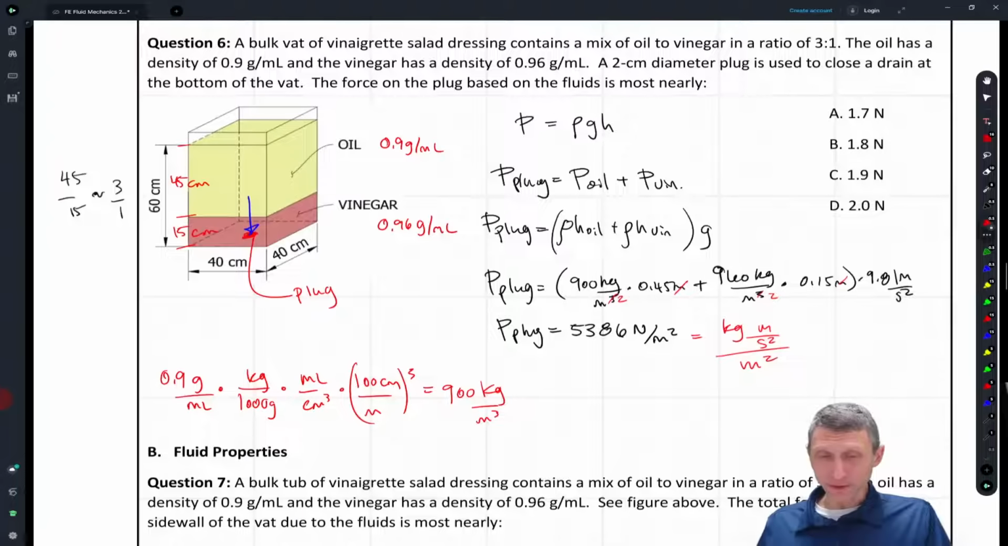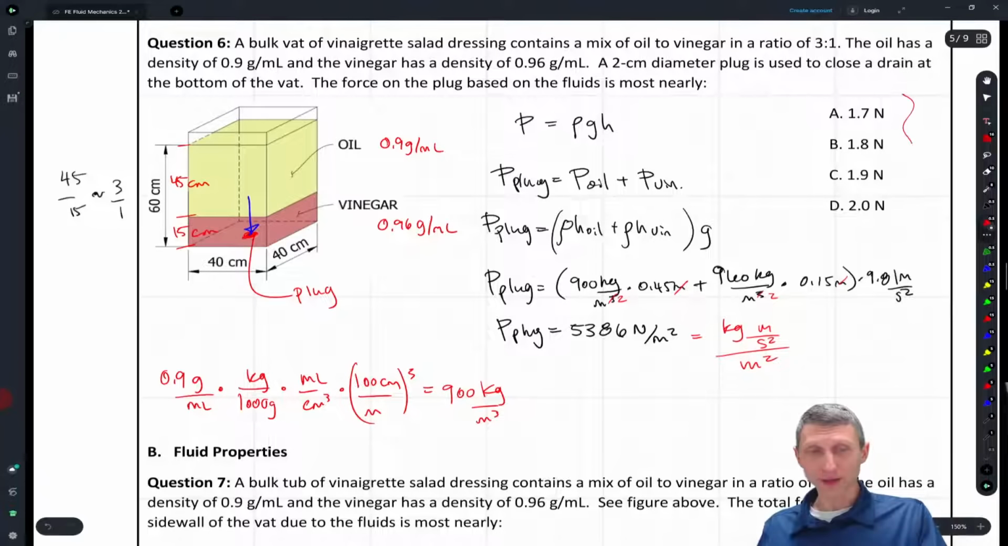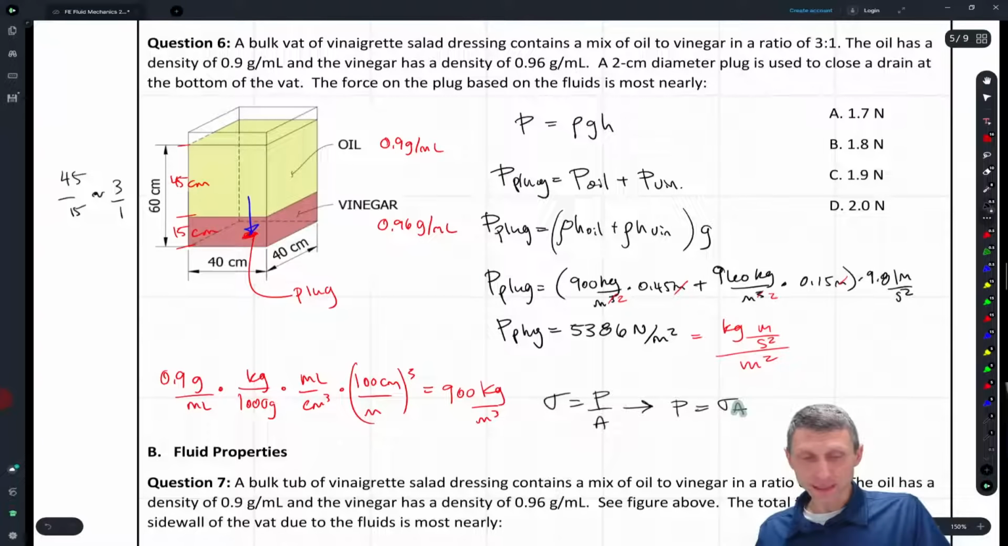This gives us a pressure at the plug, though, and it's nothing close to what our answers are. So what do we have to do? We have to solve, right? Because we know that sigma, or stress, equals force over area. So that tells us the force equals sigma times the area. That's not sigma A, it's sigma times the area. So what we're trying to solve for is this force F on the plug, right? That's what the question asks for. It's asked for a force.